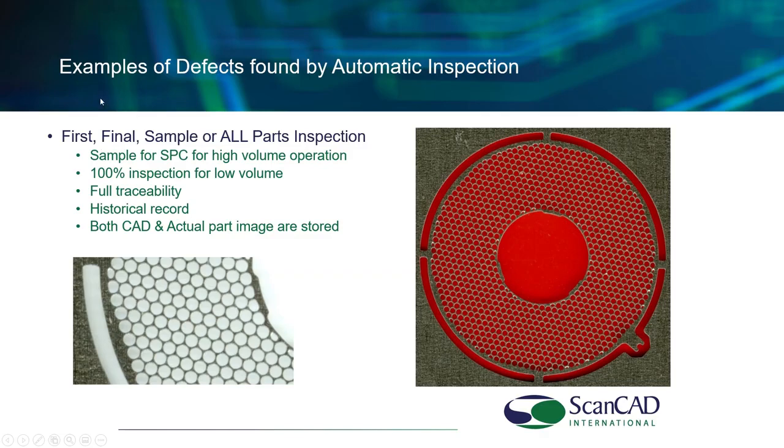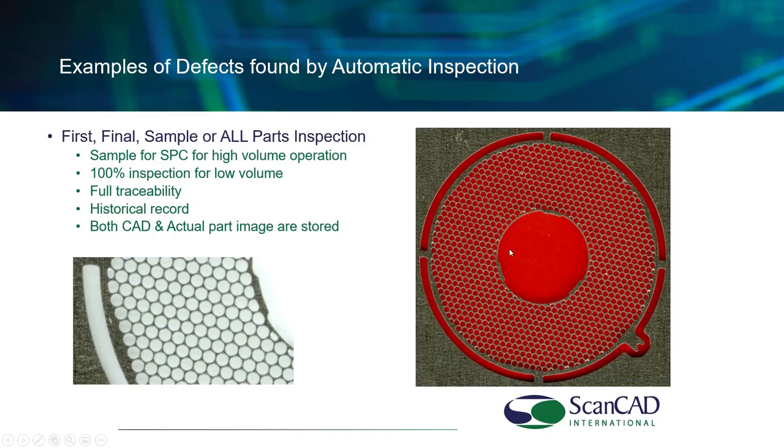What are we saying here? Use this system for first piece inspection, final piece inspection, or even sampling. In many cases, if you're in a high volume operation, you'll want to use this in a statistical process control type environment. So maybe you take a sampling of 1 every 10 parts, 1 every 100 parts, etc. For lower volume environments, inspect all the parts. We're giving you full traceability.